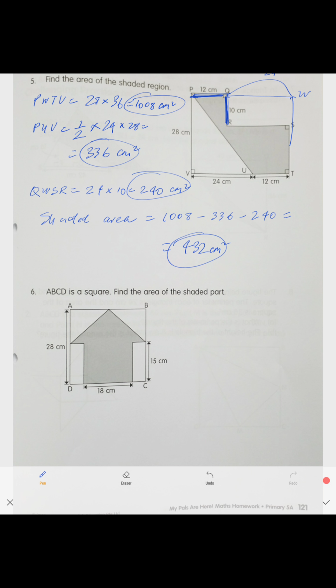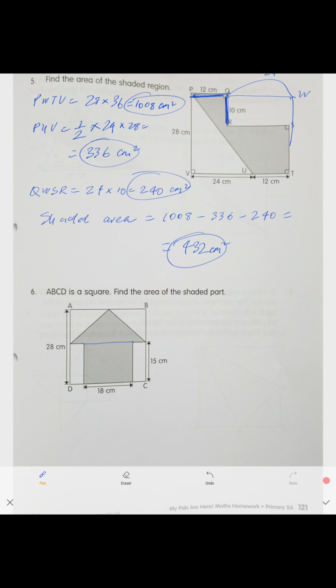All right, problem 6. ABCD is a square. Find the area of the shaded part. All right, there's a little home drawn here. If you think about it, you can cut it like this, right? Cut the roof off. All right, that's gonna be cleaner.